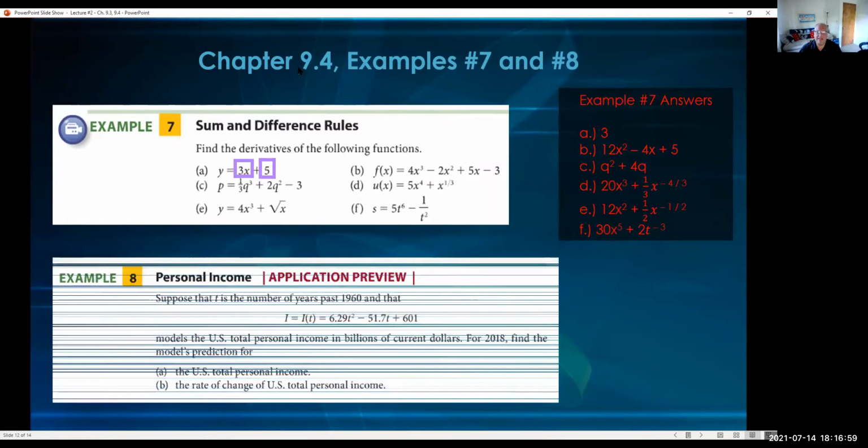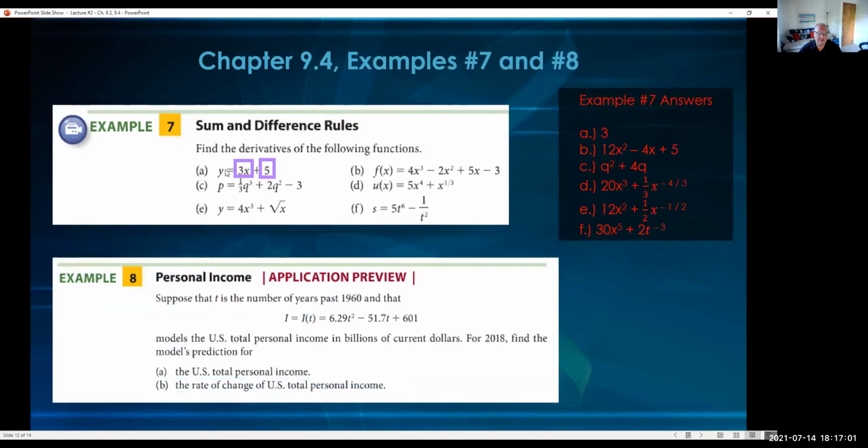The same thing goes with the next one. For the next one, just find the derivative of 1/3 q to the third. Then find the derivative of 2q squared. Then think of the derivative of -3, which is nothing. And then you'll get that for part C.